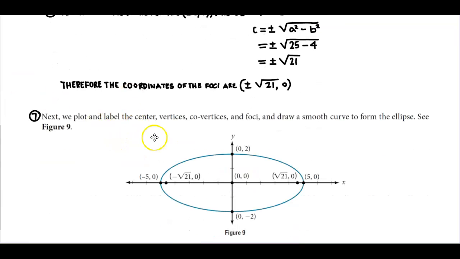Then we plot and label the center, the vertices, the co-vertices, and the foci, and draw a smooth curve to form the ellipse. So, the vertices we have are negative 5, 0 and 5, 0. We know the foci are negative square root of 21, 0 and positive square root of 21, 0. We know the co-vertices are 0, negative 2, and 0, 2. And again, connecting our points, we get our ellipse.